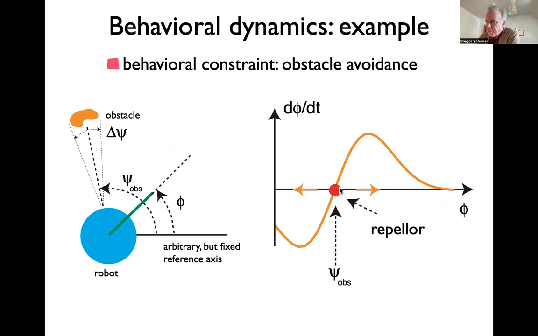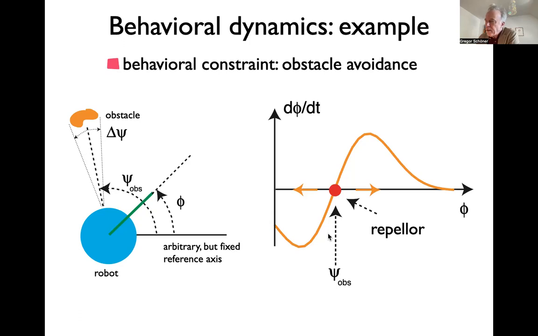And the obstacle avoidance constraint can very analogously be imposed by erecting a repeller, so a fixed point with a positive slope that repels in the direction in which the obstacle lies. And what we'll have to do is make sure that the region over which you're repelled reflects here the width of the obstacle. I'll come to that in a moment.